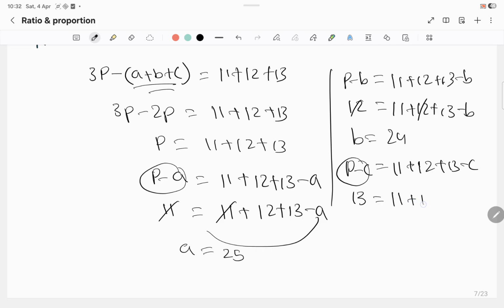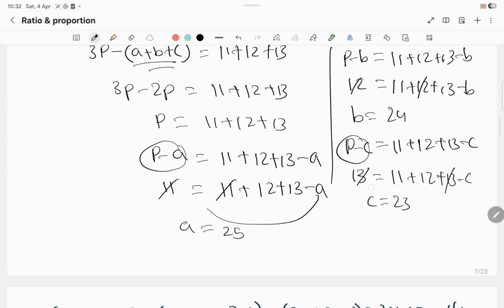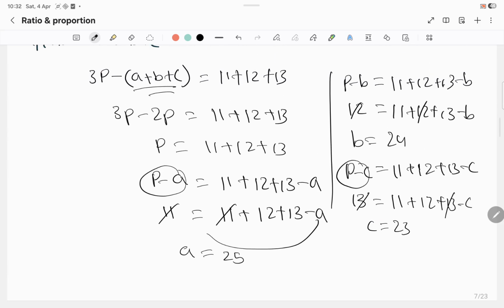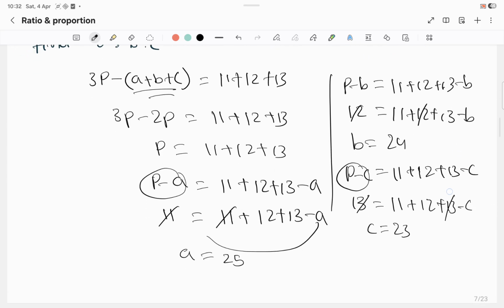So 11 plus 12 plus 13 minus C, so C is equal to 23. So A is to B is to C is equal to 25 is to 24 is to 23. We no need to write all these, just to explain you people what I am doing. Otherwise we can do it in very short time.